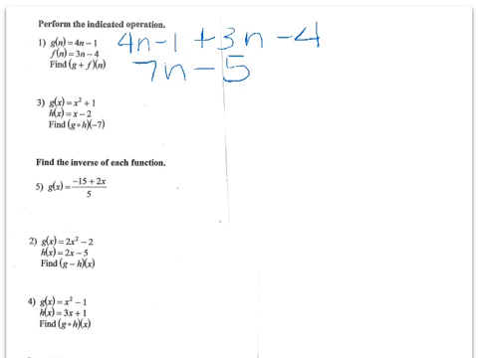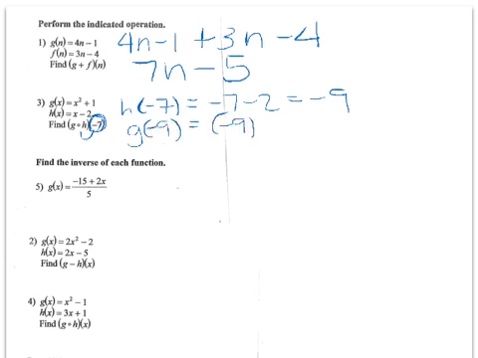That's your answer. Then on number 3, notice that we're going to evaluate the composition of the two functions at -7. So we start on the inside function. So h of -7 means I'm going to get -7 minus 2, which is -9, and that's then going to get plugged into my g function. So when I plug that in, I've got -9 squared plus 1, which is going to give me 82.